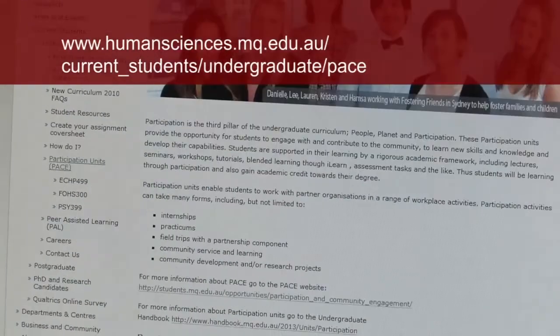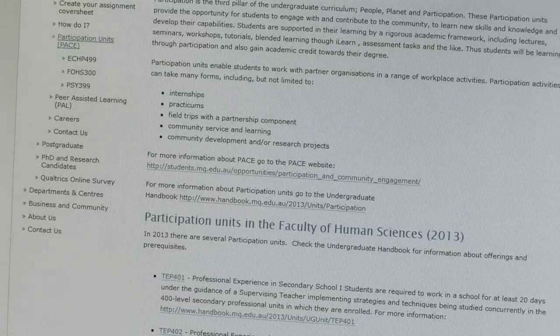Okay. Some people go overseas to do that participation unit. For example, a friend of mine went and worked with school children in Peru. Or you could do something close to you. It's up to you. So I could do PACE or participation units to add value to my degree? Absolutely. And because participation is not offered in the first year, there's plenty of time to decide.